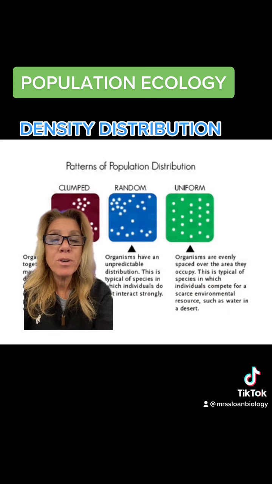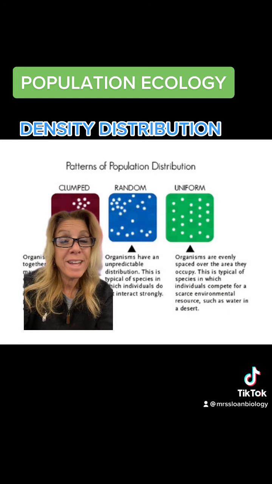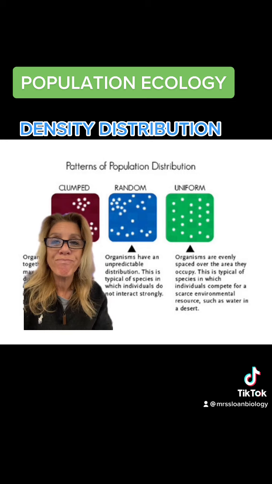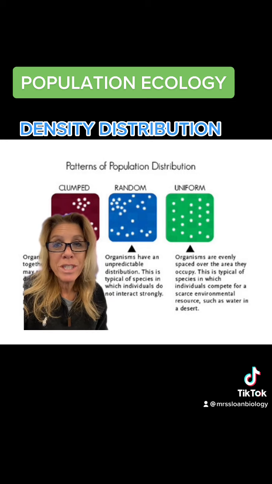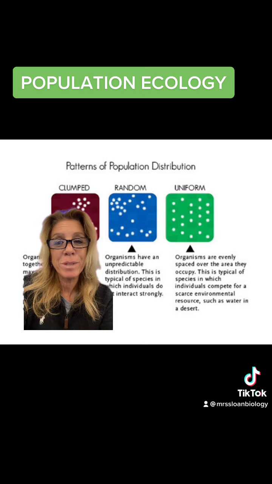Now, random and uniform have two things in common. That is that their environment is fairly continuous, it's the same. But in random, there is low competition, and in uniform, there is high competition.